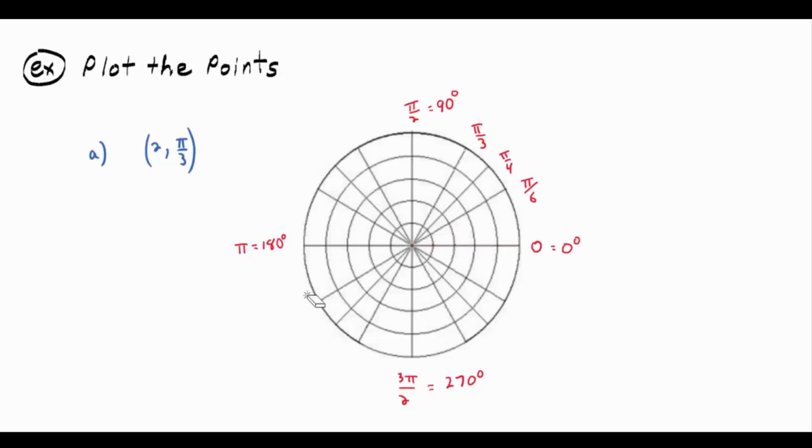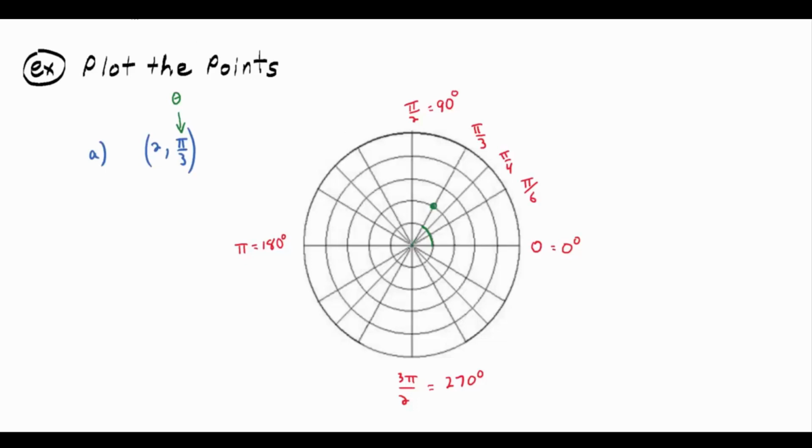Let me erase some of this stuff we don't need. Okay, so 2 pi thirds. A couple different ways you can graph it. You can think of the angle first and sweep out an angle of, well, here's theta, pi thirds. So you can sweep out an angle of pi thirds, and then how far do you go out?